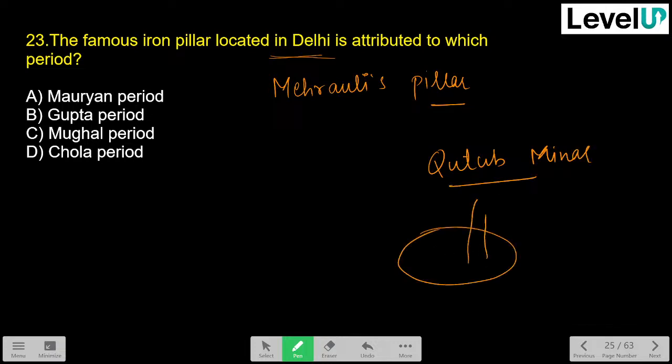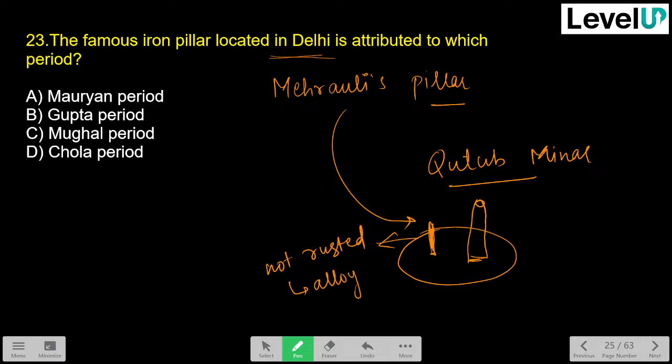Suppose it is a Qutub Minar, right? So here you will see a small iron pillar. What is it? It is known as Mehrauli's pillar. So this famous iron pillar has not rusted yet. Not rusted, because it was made by some alloys, right?